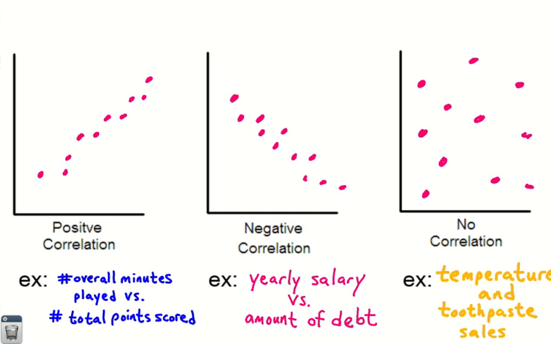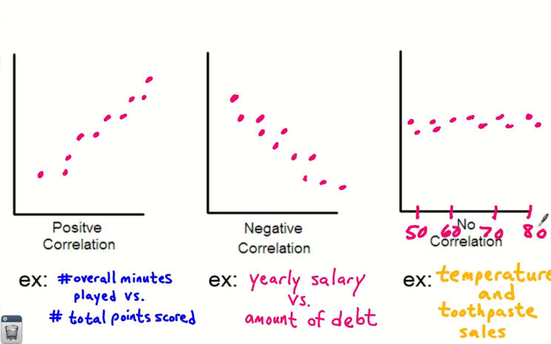Actually, now that I'm thinking about it, I don't know if for this particular example the dots would look like that. I bet the dots would look kind of like this. Let's say this was temperature: 50 degrees, 60 degrees, 70 degrees, 80 degrees. I would think toothpaste sales are probably pretty consistent, like 5 million tubes of toothpaste sold that day. So on a 50-degree day, about 5 million.